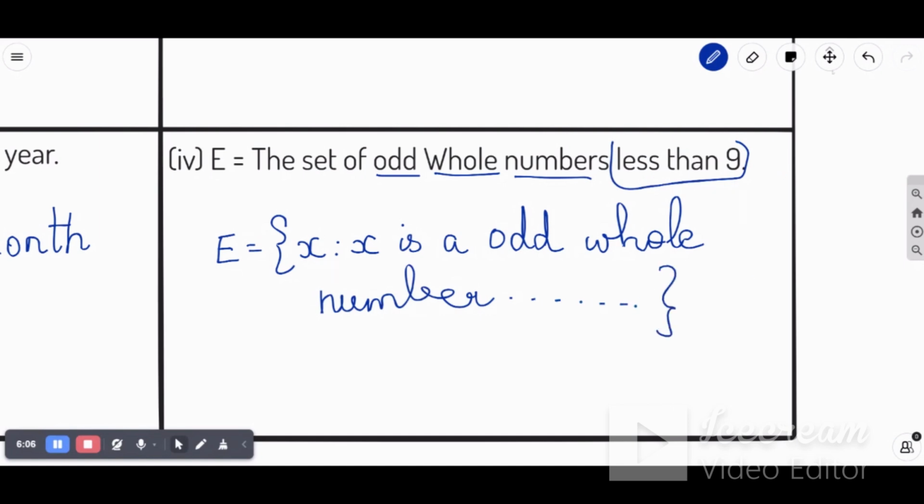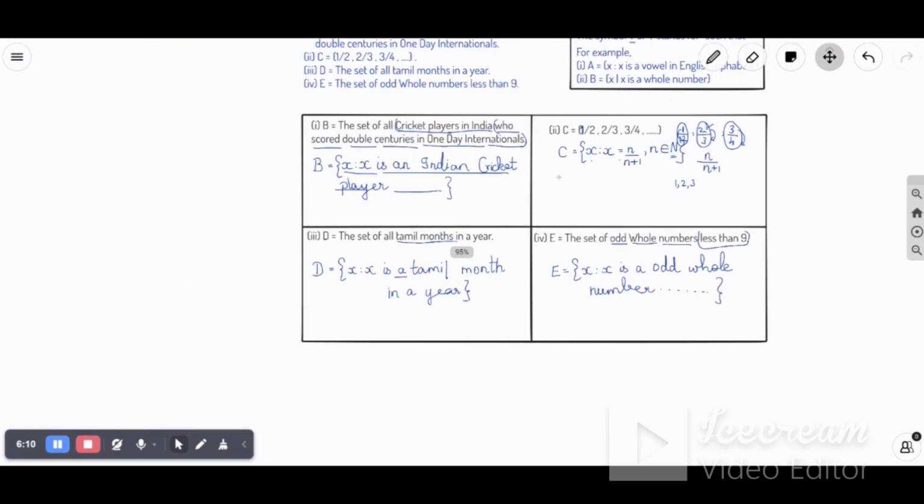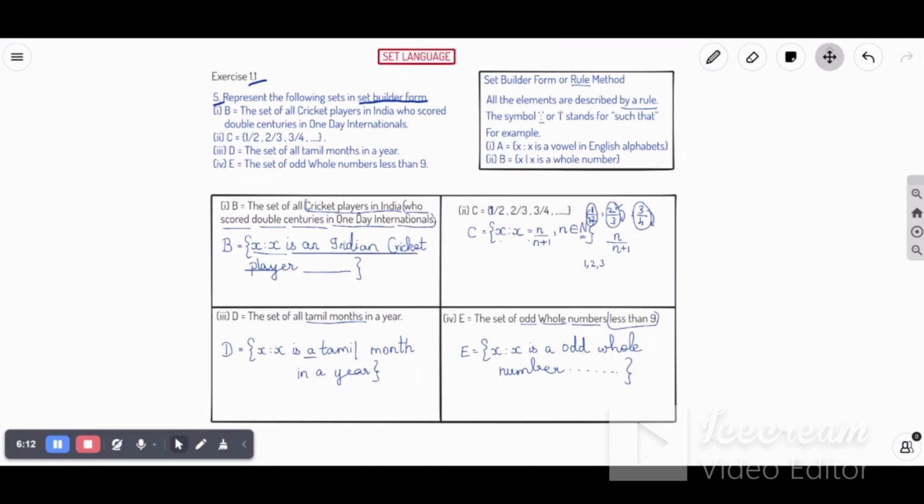We can finish it up. This is the way you can write all your answers. I will give the perfect writings of this in the next slide. Hope you understood the question. Thank you.